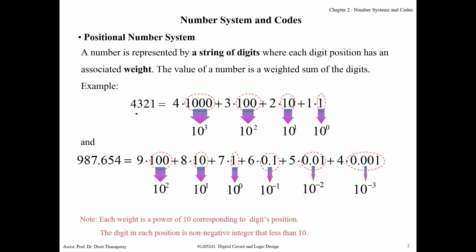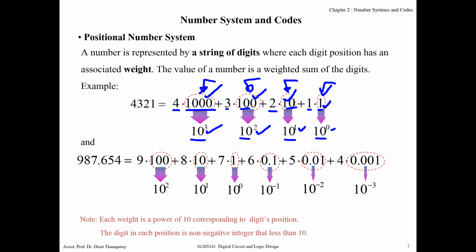For example, this number 4,321, you can write it with digit weights of 1, 10, 100, and 1,000. Or you can write it as 10 to the power of 0, 10 to the power of 1, 10 to the power of 2, 10 to the power of 3.